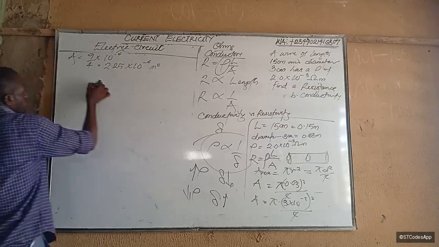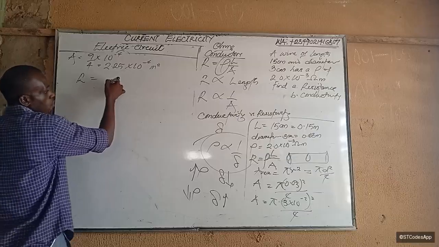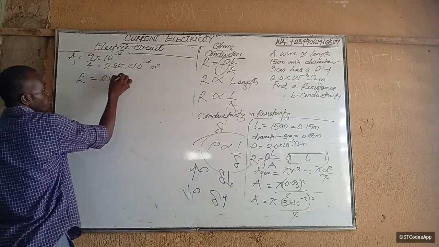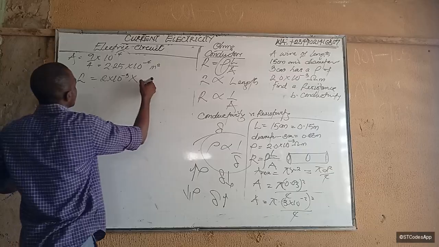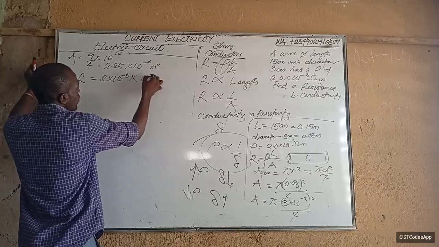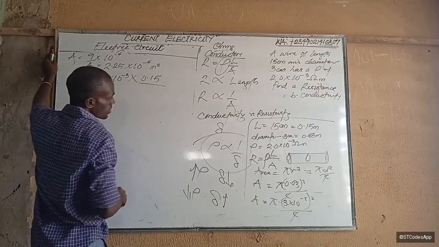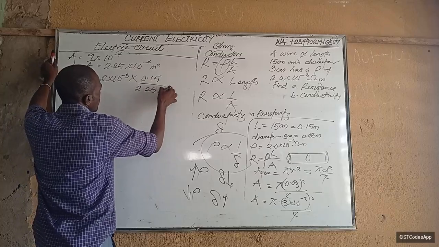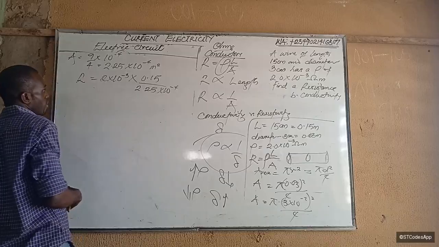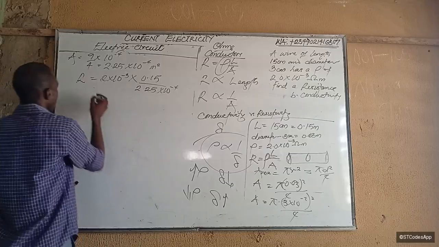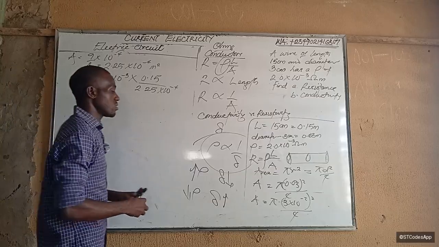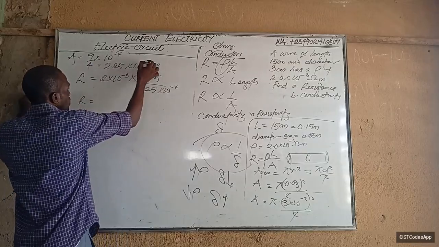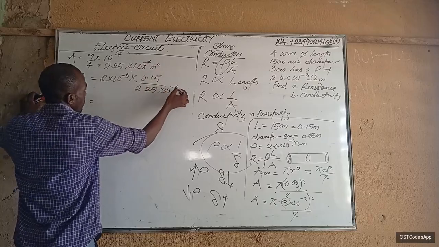So we now plug into the formula. Resistance is equal to rho, which is 2 times 10 to the power minus 3 ohm meters, times length. What's the length of the wire? 0.15, over the area of the wire, 2.25 times 10 to the power minus 4. I hope we won't need a calculator here. Let's try. Don't forget there's pi, because we didn't use pi here. So this has pi.